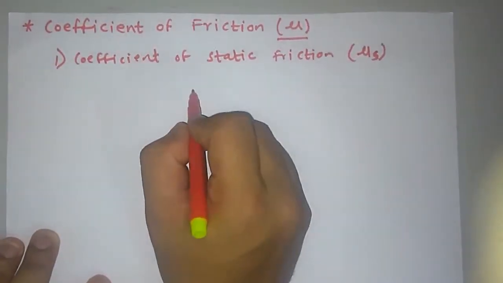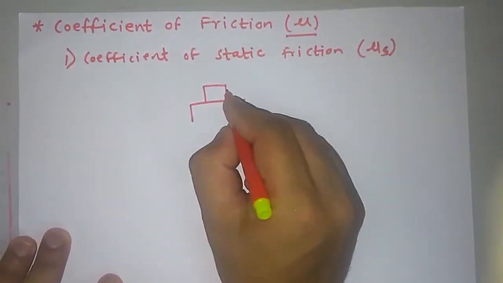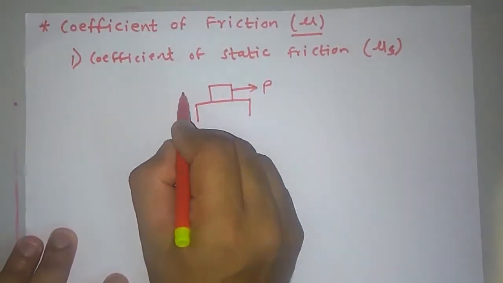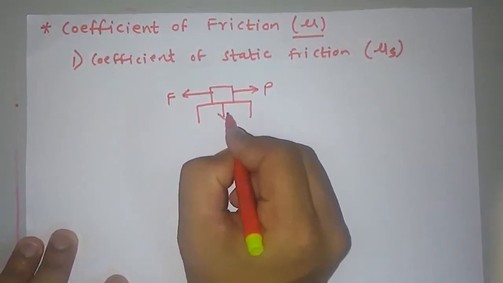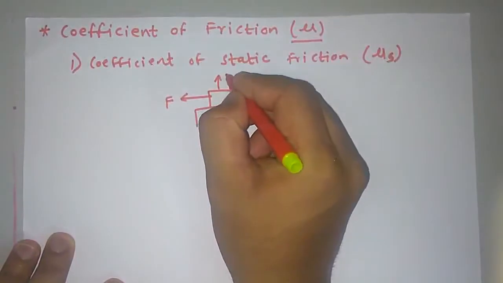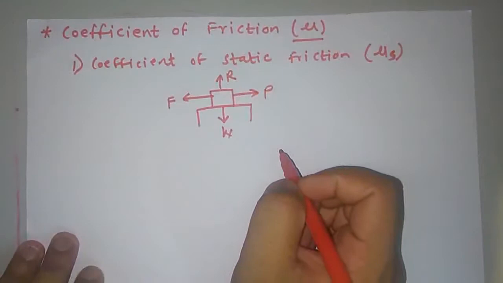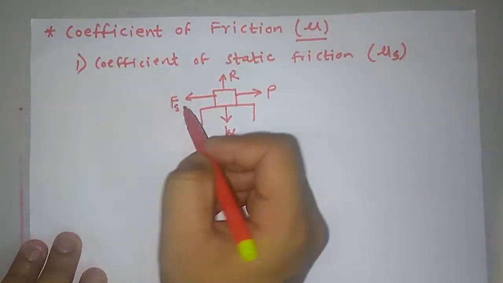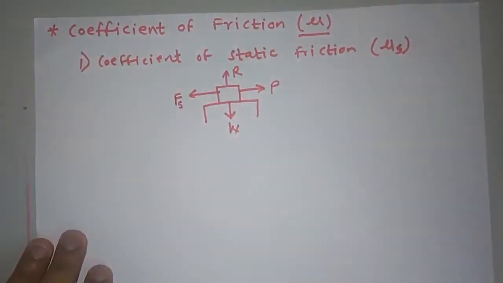Okay, now this part we already studied. There is a block which is resting on table. If you pull this block in this direction by applying the force P, the friction force will be in this direction. The weight of block will act vertically downward, that is W. Opposite reaction that we call as a normal reaction will act upward and perpendicular to the surface, that is R. Suppose block is not moving, so this friction force we call as Fs, that is static friction.